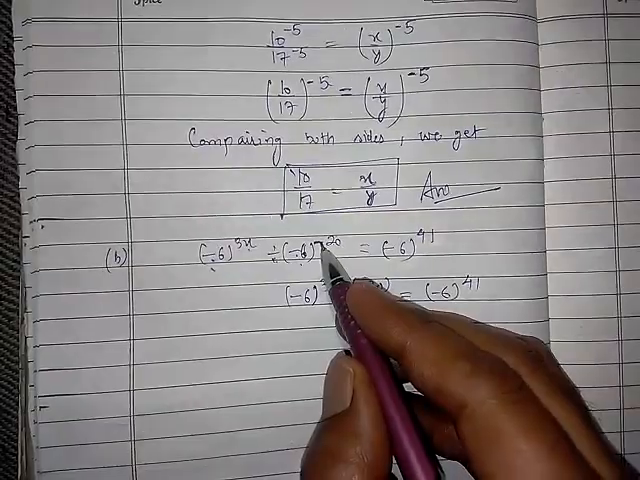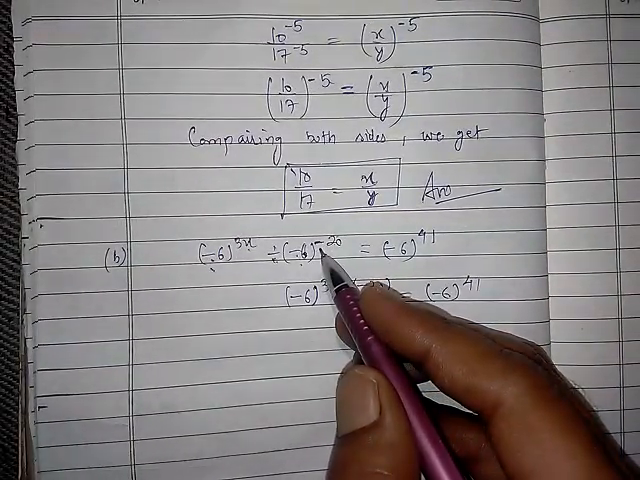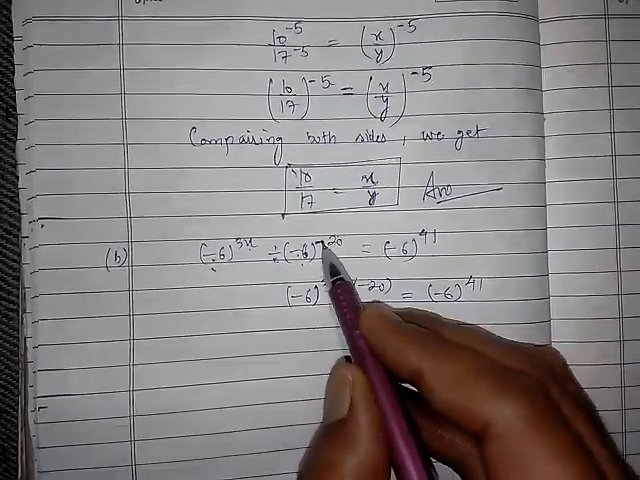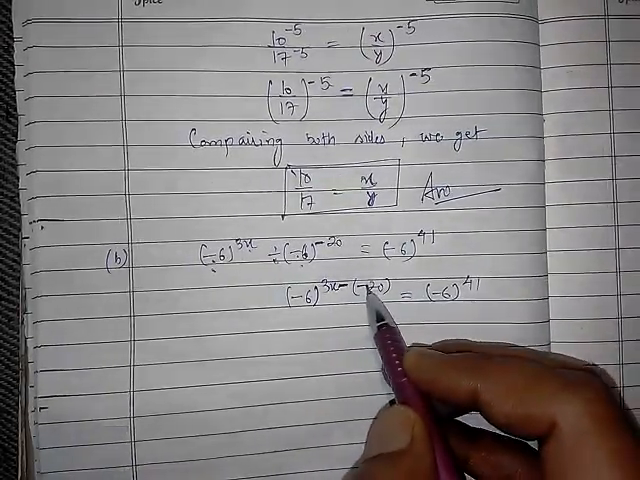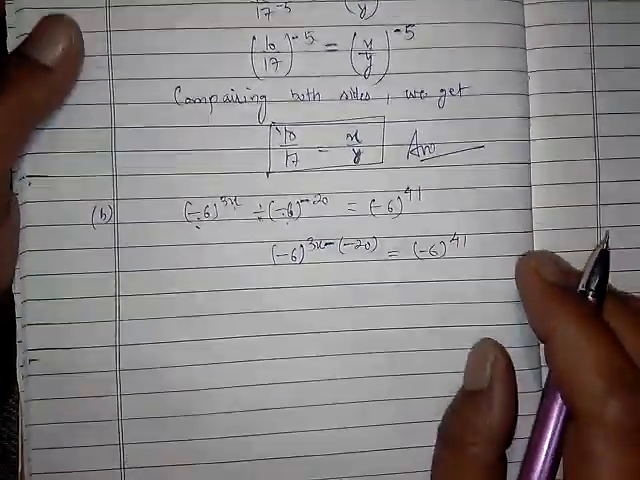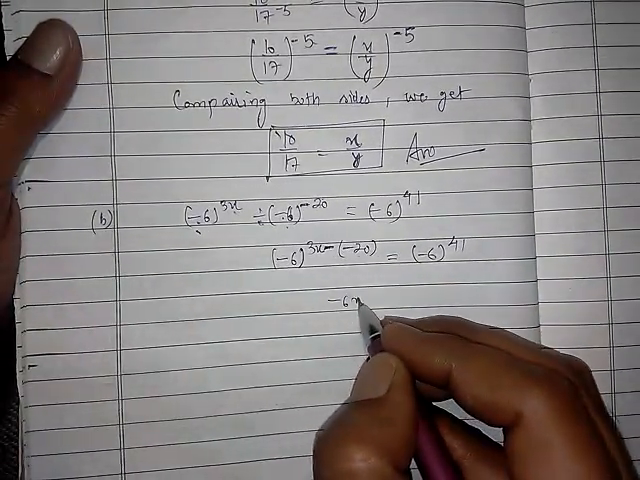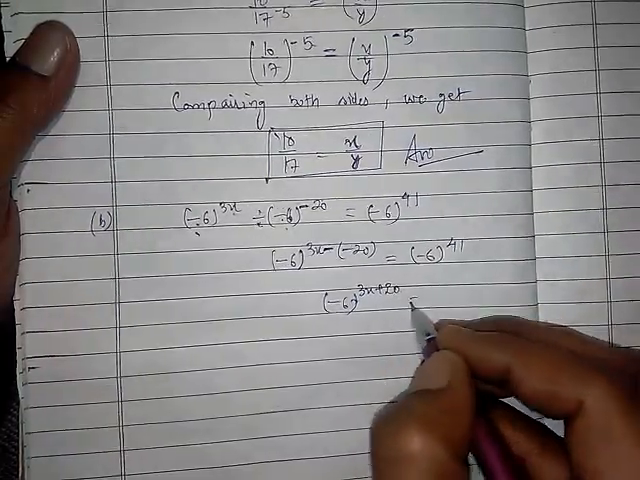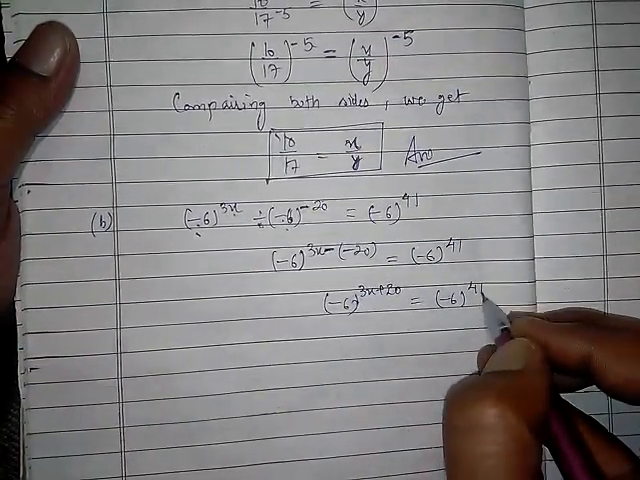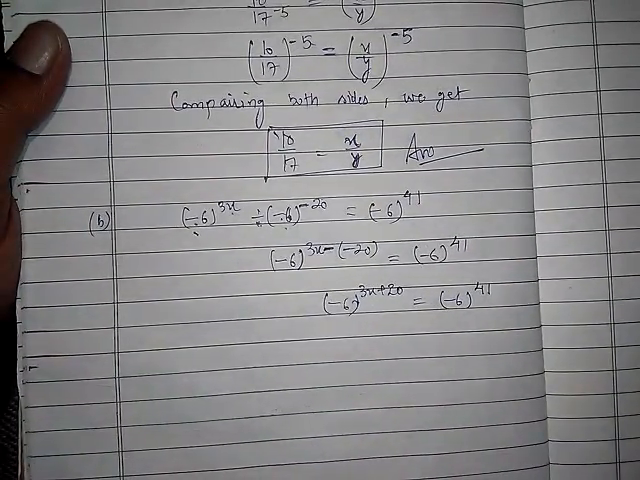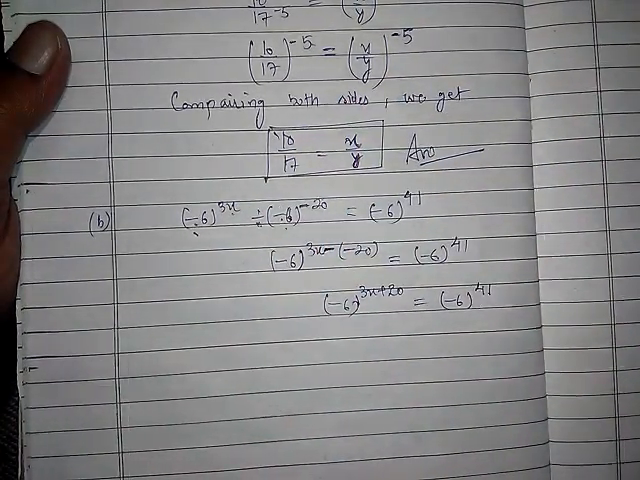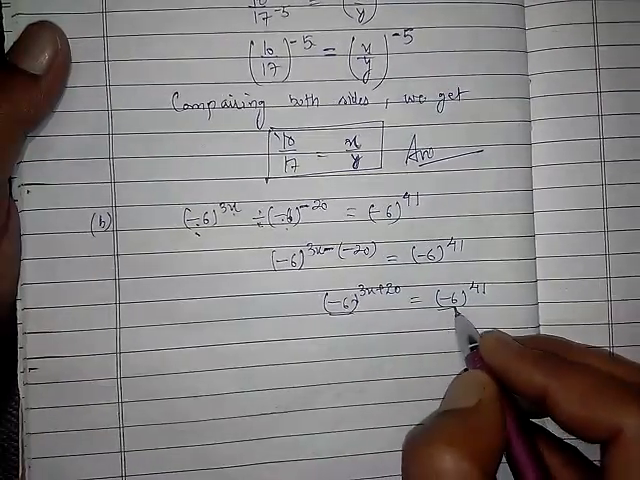Okay, sometimes students are leaving this negative sign and because of that they are getting the wrong answer. So kindly bring this negative sign also in the bracket. So in the next step, minus minus will be equal to plus. Minus 6 whole raised to the power 3x plus 20, and that is equal to minus 6 raised to the power 41. Okay, and whatever the rule I told you in the previous part, now see here bases are same.